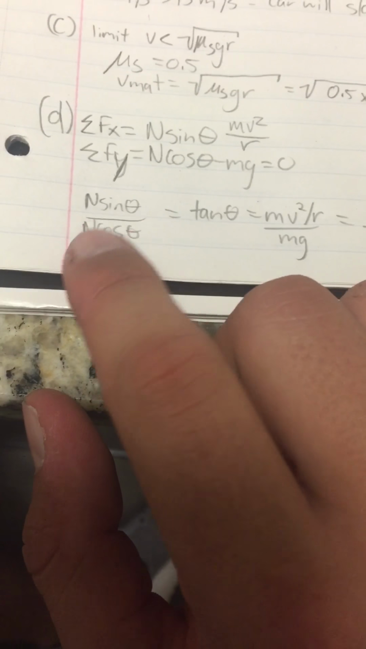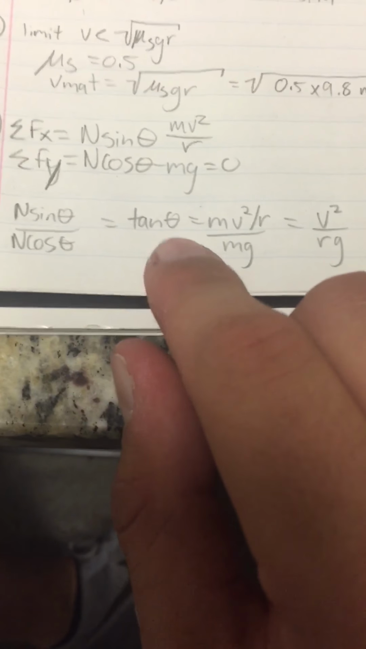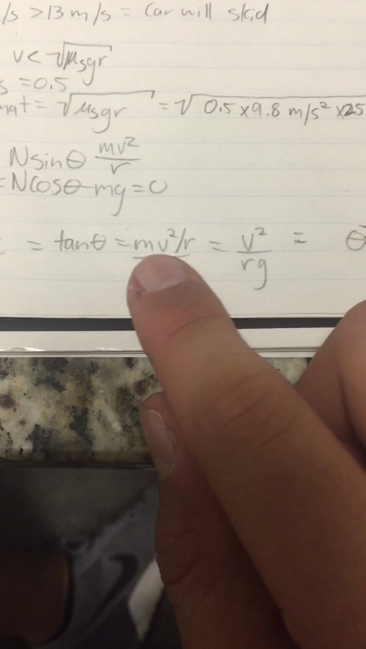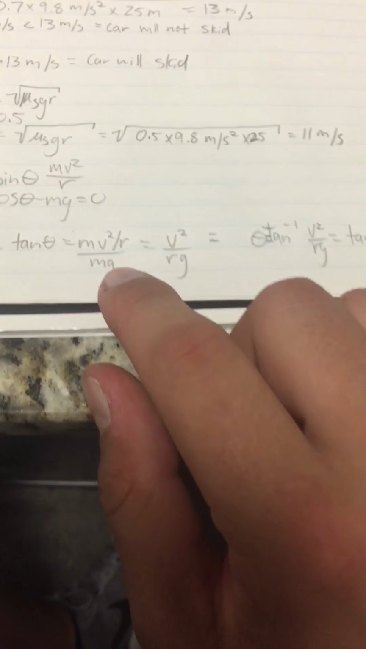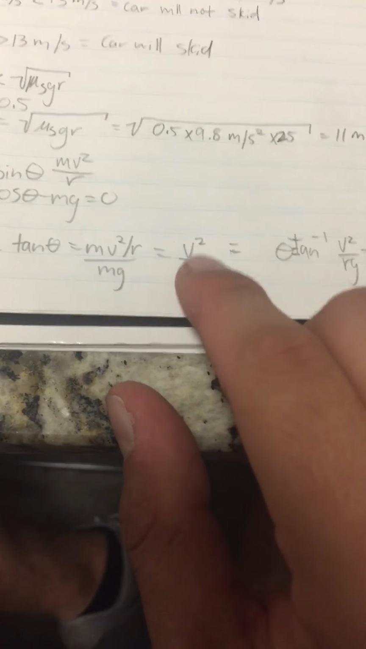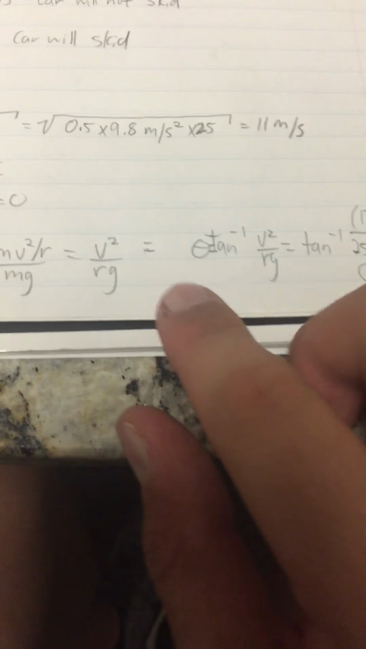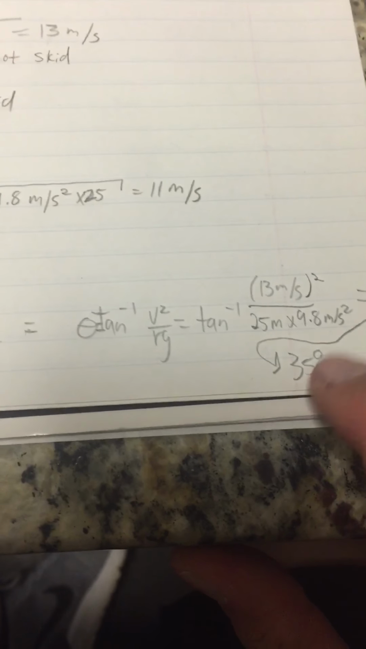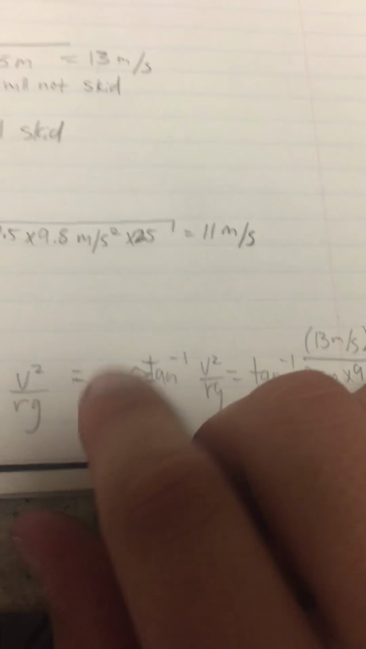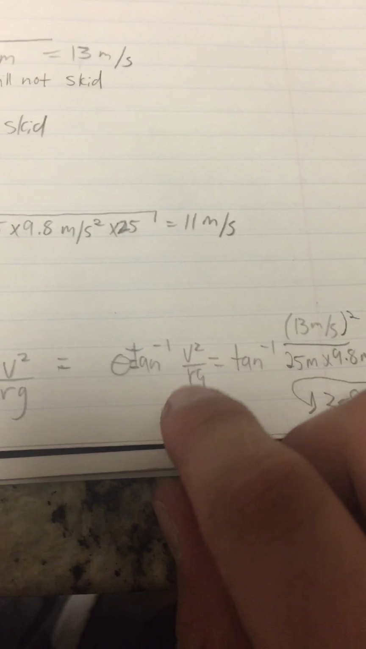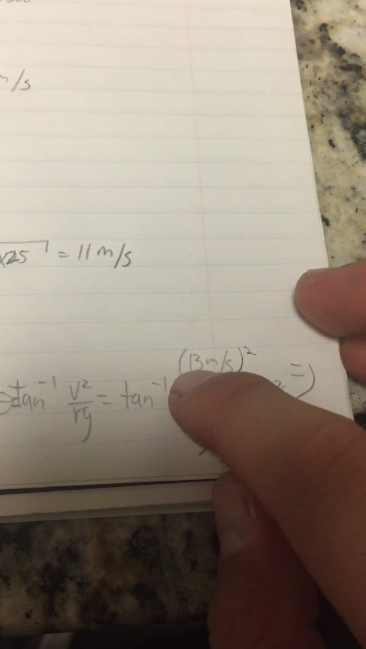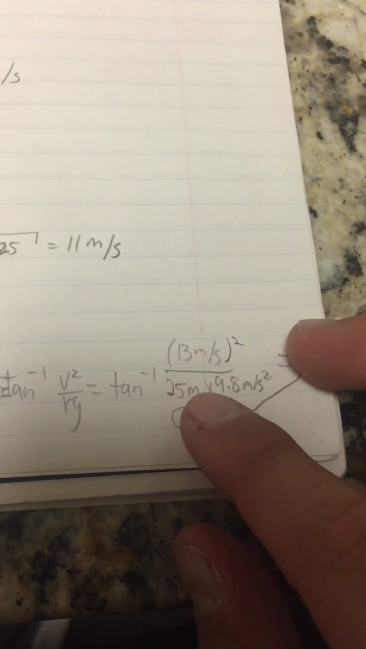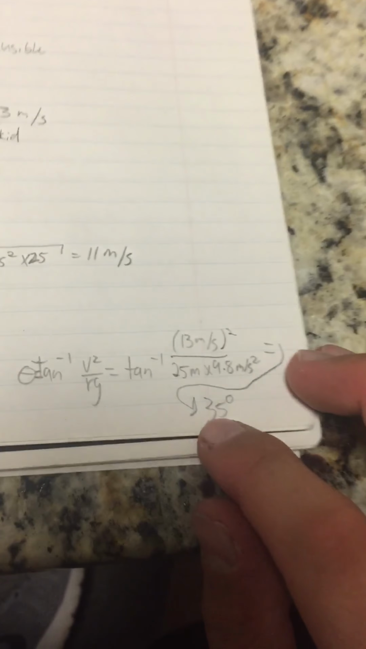So we know that n sine theta divided by n cosine theta is going to equal tangent theta, which equals m v squared divided by r divided by mg, which equals v squared over r g. So to get the degrees, we do the inverse of tangent of v squared divided by r g, which is tangent inverse of 13 meters per second squared divided by 25 times 9.8 meters per second squared, and that gives us 35 degrees.